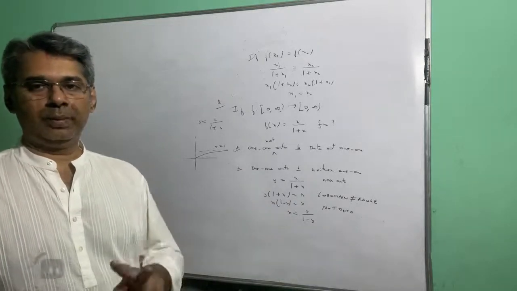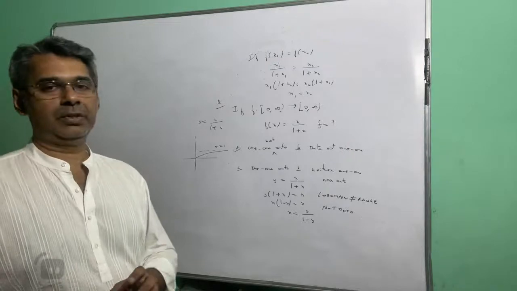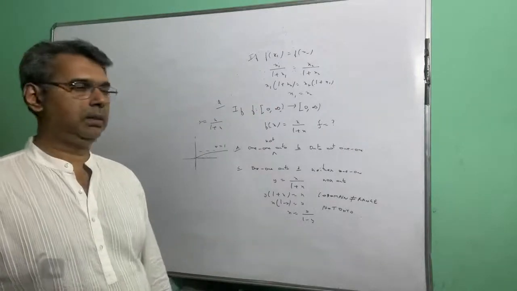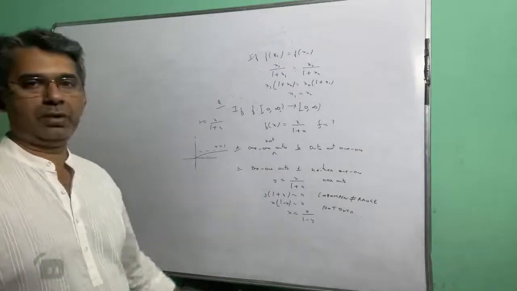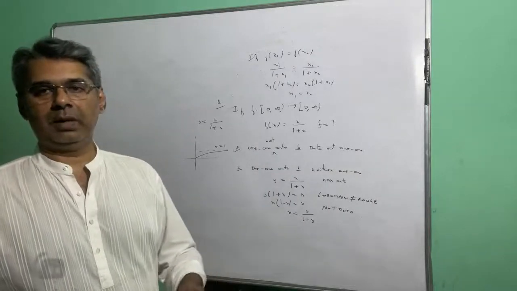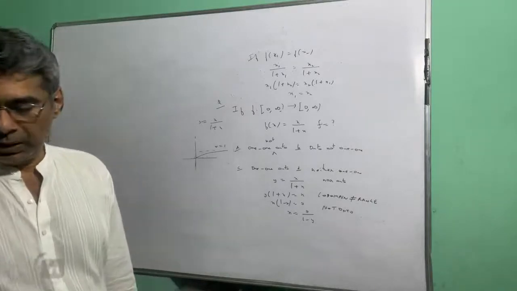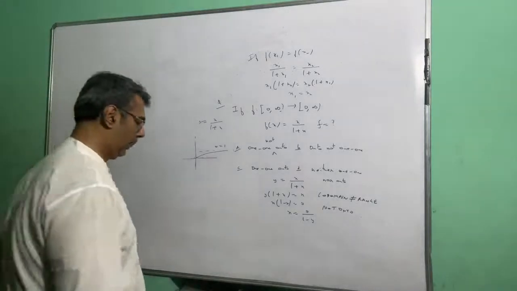So these are the two methods to prove whether a function is 1 to 1 or onto. One is the actual method, the rigid method. The other is you just draw a graph, and from the graph you comment whether it is 1 to 1 or not, whether it is onto or not. So this is the topic. I'll give you the homework questions as usual.